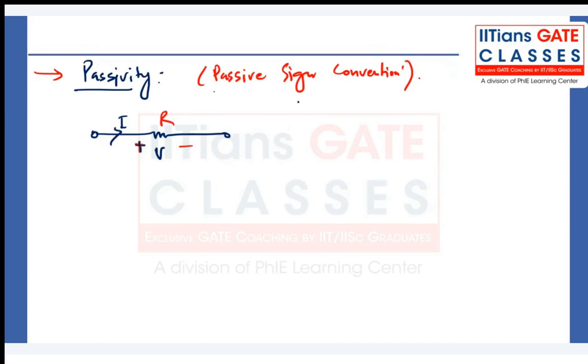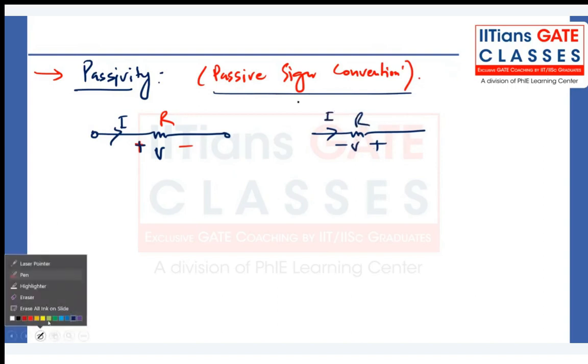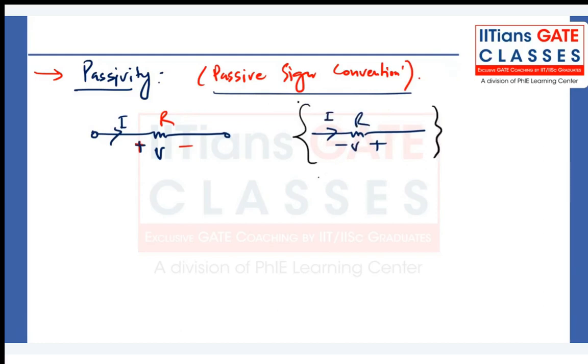Suppose in the exam they have mentioned it like this, minus V plus, and this is R and this is I. So don't change this polarity according to the passive sign convention, because in the GATE examination those professors have put these kinds of polarity, so you have to accept this. Suppose nothing is mentioned, right? Suppose these are two resistances connected in series, and there is a voltage connected, like this V.